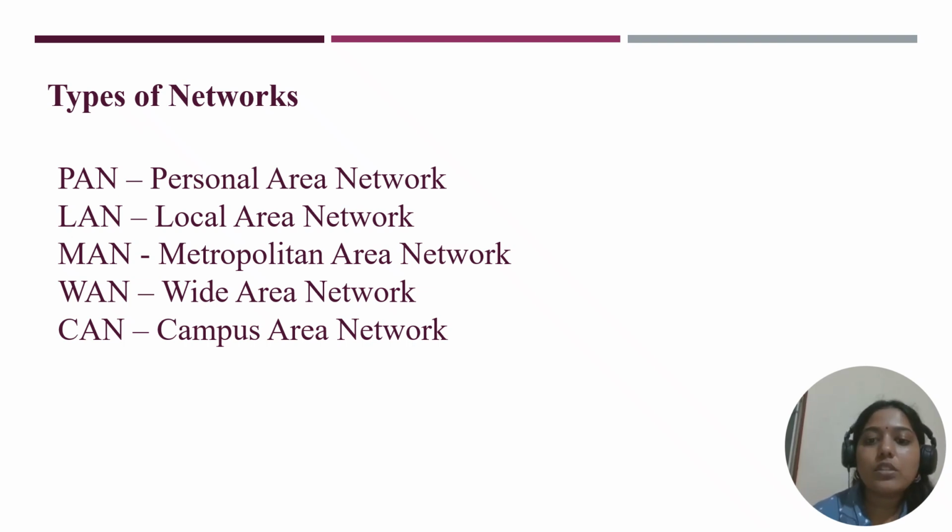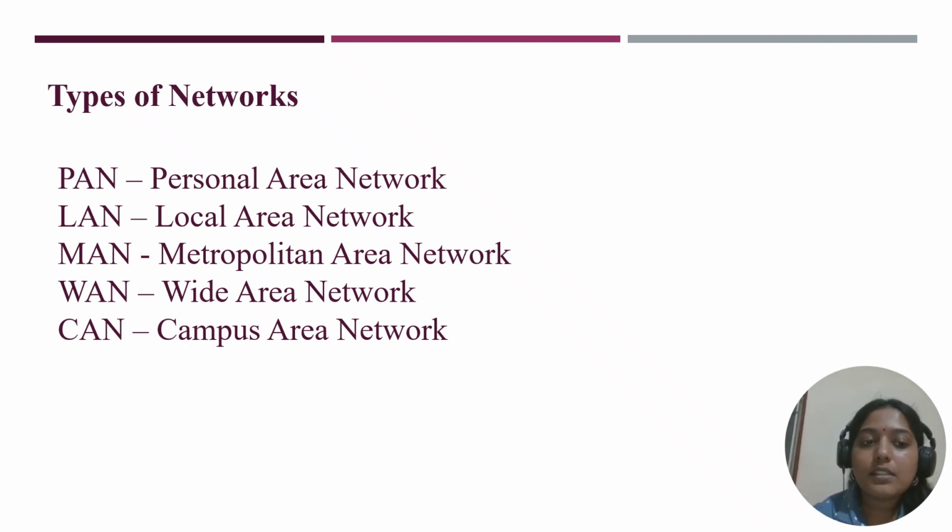Next is LAN, which stands for Local Area Network. It covers a small area like a home, school, or office. For example, computers connected in a college lab, or a Wi-Fi network at home. Next is MAN, which stands for Metropolitan Area Network. It covers a large area like a city. For example, a network that connects multiple offices within a city.